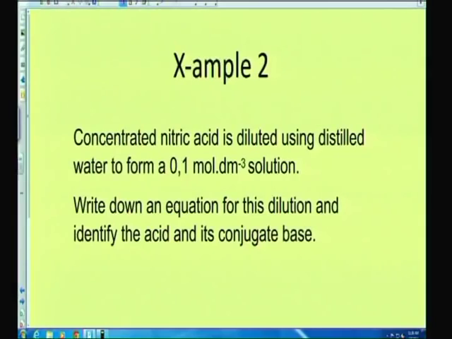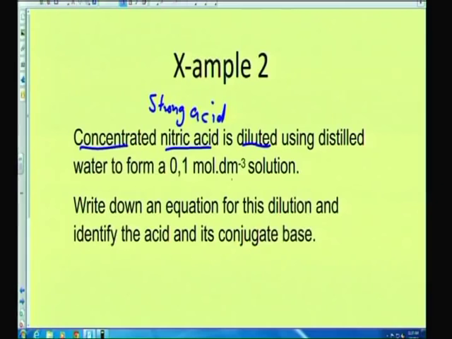Now, what about the next example? Let's have a careful look at it. It tells us that concentrated nitric acid is diluted. Now, concentrated nitric acid means there's a high number of moles. Nitric acid, remember, is a strong acid. Nothing we do to it will stop it from being a strong acid. It is a strong acid, and will always be a strong acid. It produces lots of hydrogen ions. But we're going to dilute it to form a solution of 0.1 mole per decimeter cubed.